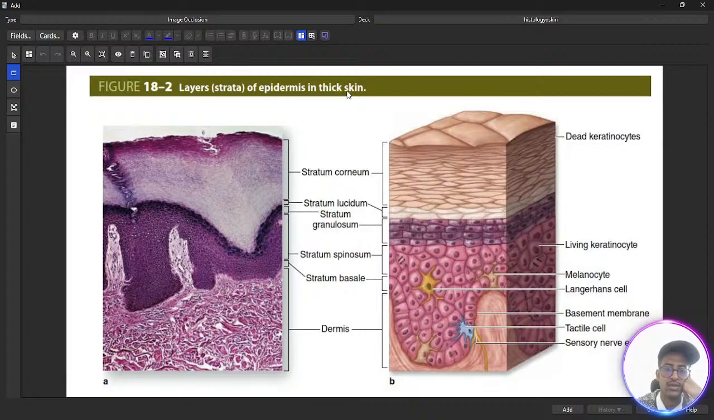Layers, strata of epidermis in thick skin. This is thick skin.